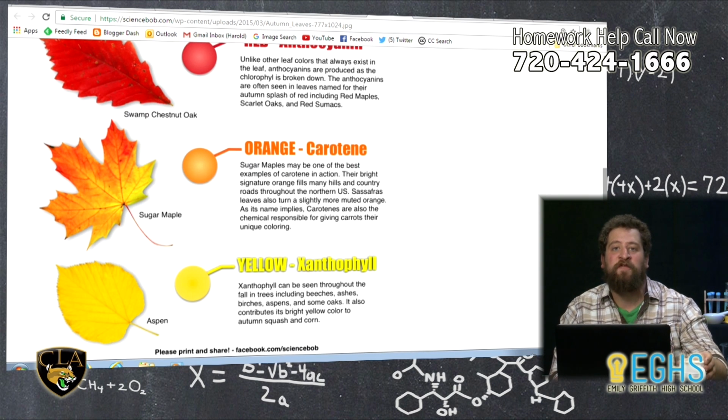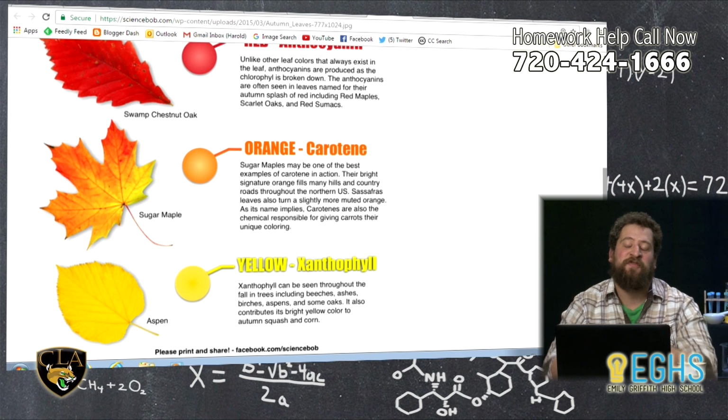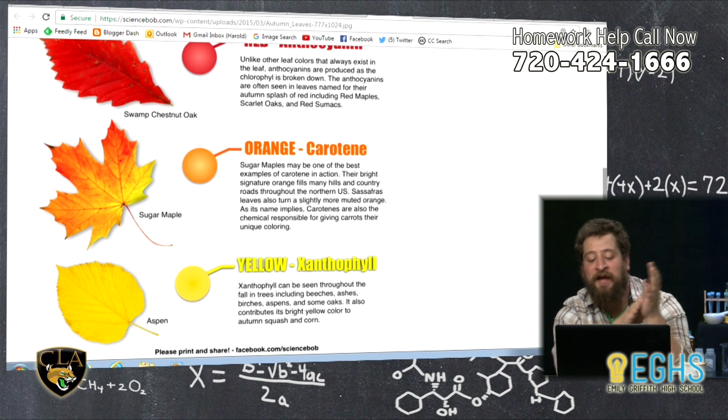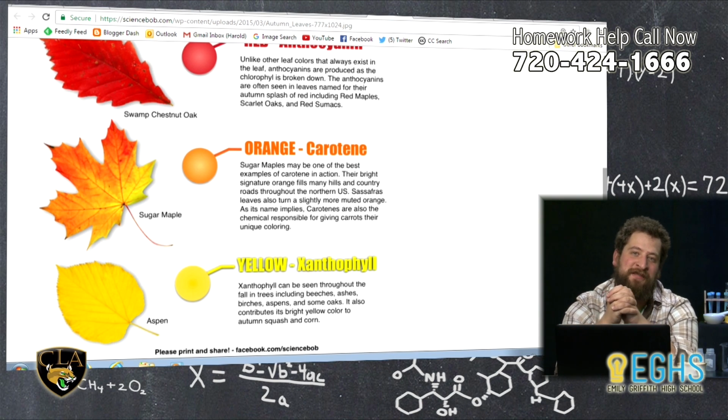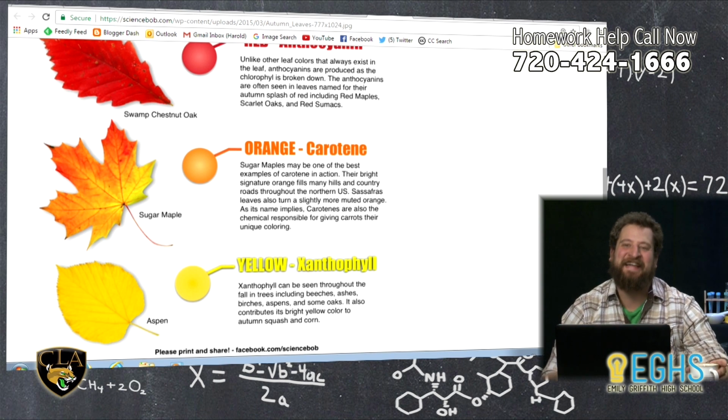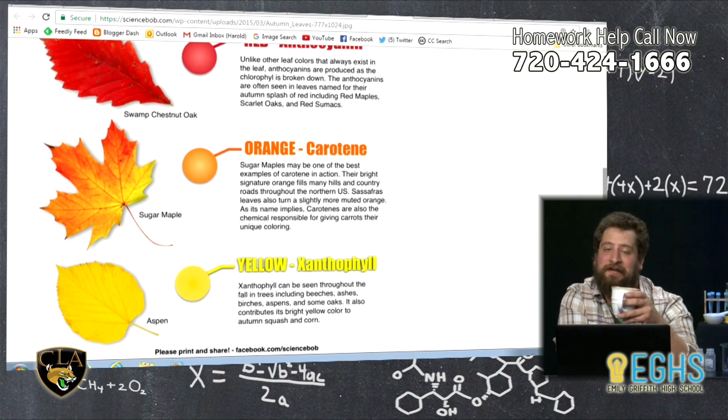And when chlorophyll breaks down and stops reflecting green light, suddenly the orange light reflected by carotene or the yellow light reflected by xanthophyll is able to be seen. So that's essentially the concept. That's why leaves change color in the fall.